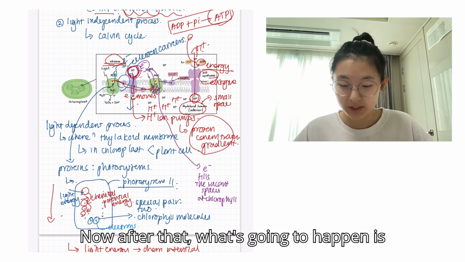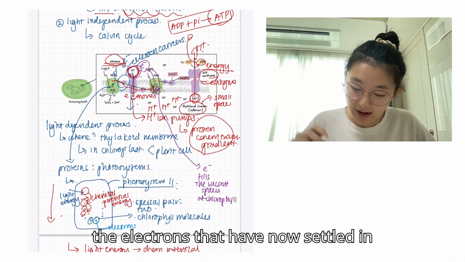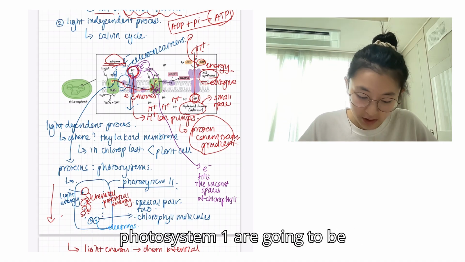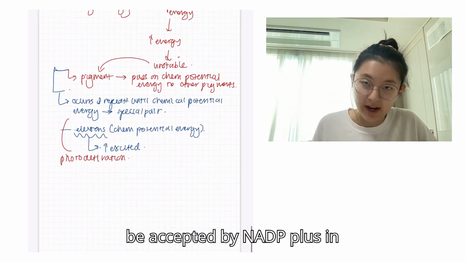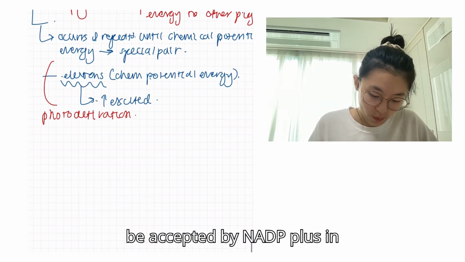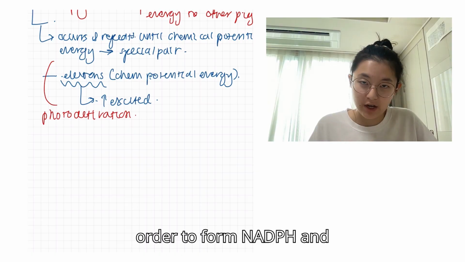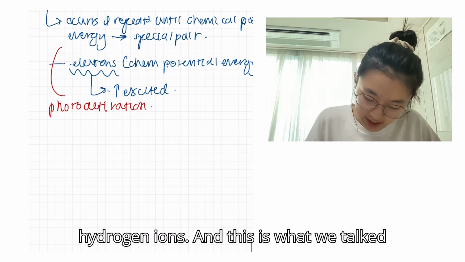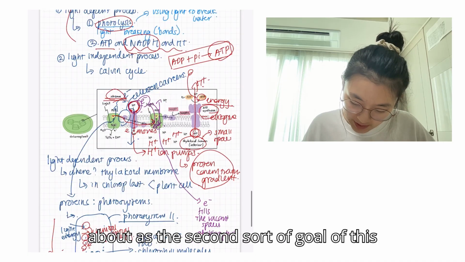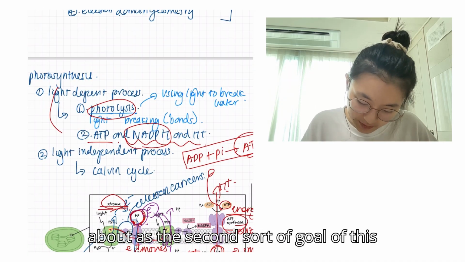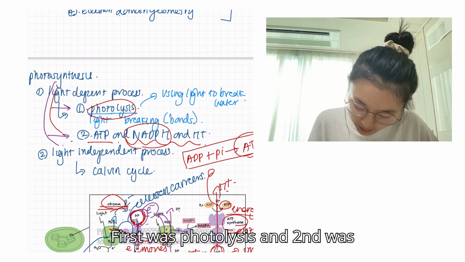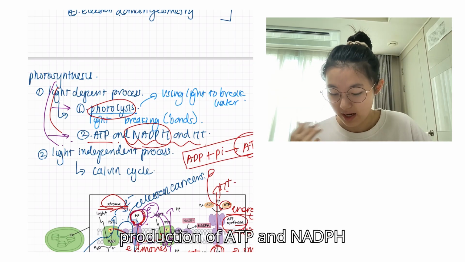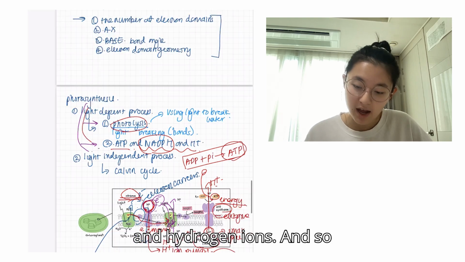Now, after that, the electrons that have now settled in photosystem 1 are going to be photoactivated again, and they're going to be accepted by NADP+ in order to form NADPH and hydrogen ions. And this is what we talked about as the second goal of this light-dependent stage of photosynthesis. First was photolysis, and second was production of ATP and NADPH and hydrogen ions.